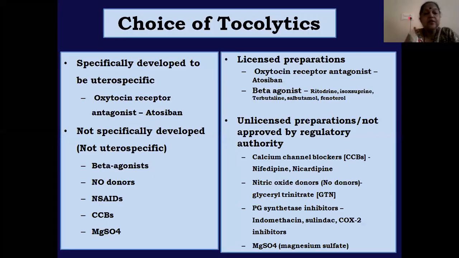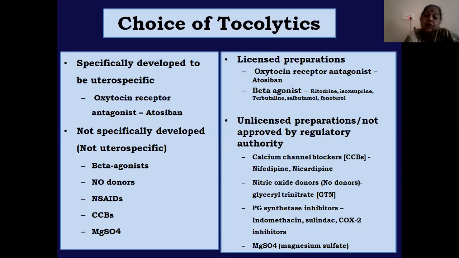So your choice of tocolytics: the specifically developed, uterospecific one. If this question is asked in an examination, there are two things. One is the oxytocin receptor antagonist, atosiban, which is the only one specifically developed to be uterospecific. Secondly, those not specifically developed and not uterospecific are beta agonists, nitric oxide donors, non-steroidal anti-inflammatory agents, calcium channel blockers, and magnesium sulfate. The licensed preparations are only two.